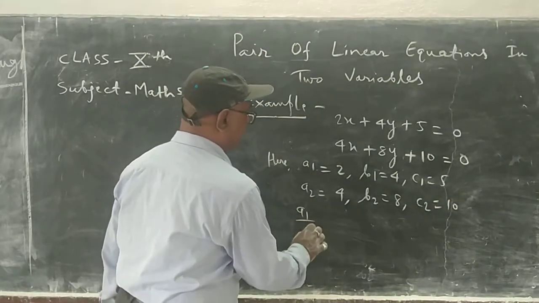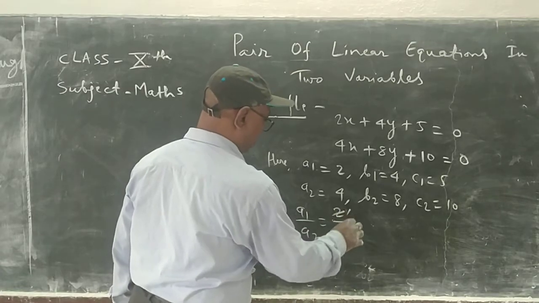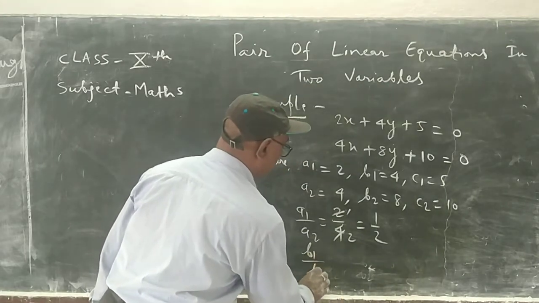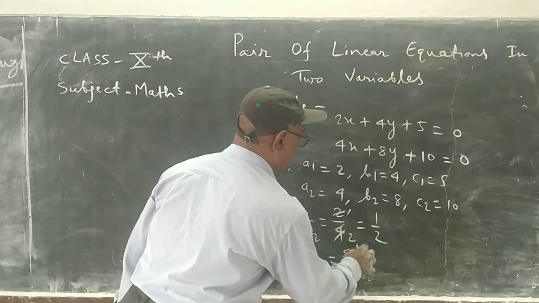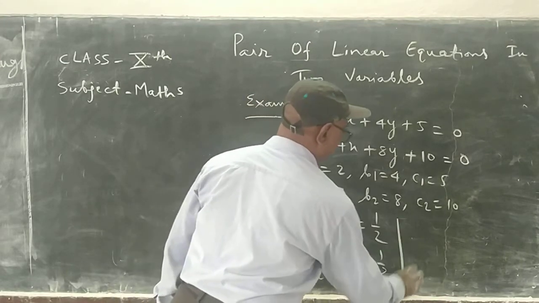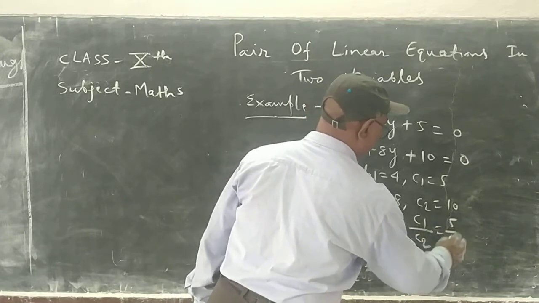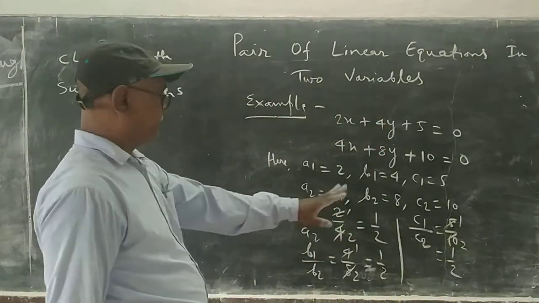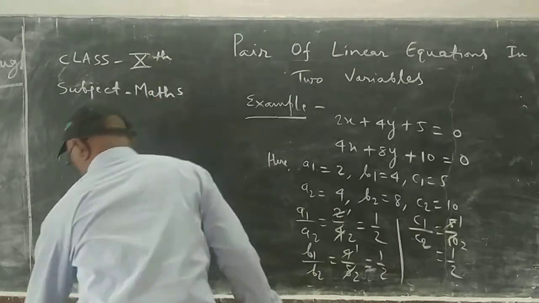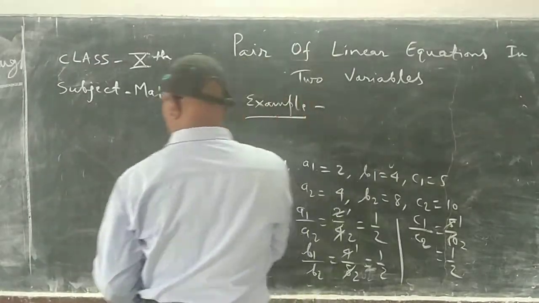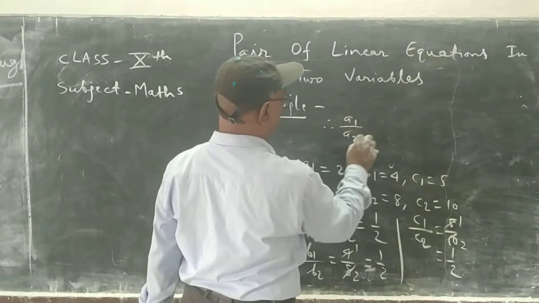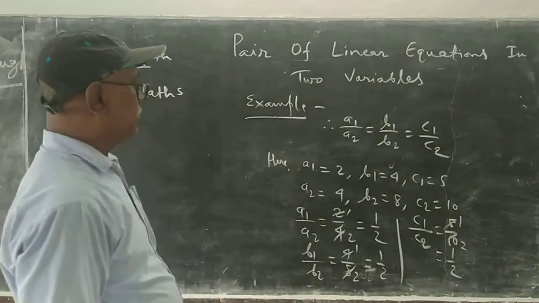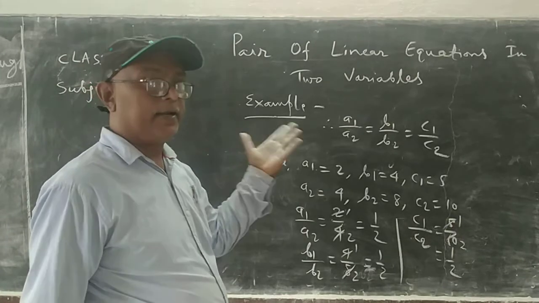Now obtain the value of a1 by a2: it is 2 by 4, which is 1 by 2. b1 by b2 is 4 by 8, also 1 by 2, and c1 by c2 is 5 by 10, which is also 1 by 2. Each ratio is the same, 1 by 2. Therefore, a1 by a2 is equal to b1 by b2 is equal to c1 by c2. This is the case where the system is dependent consistent.